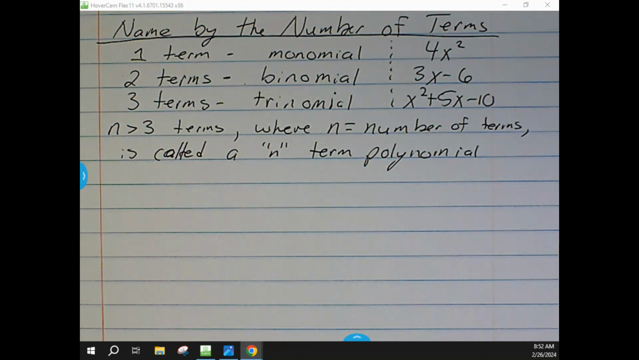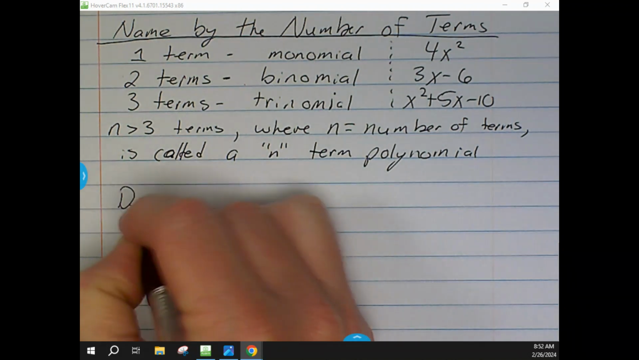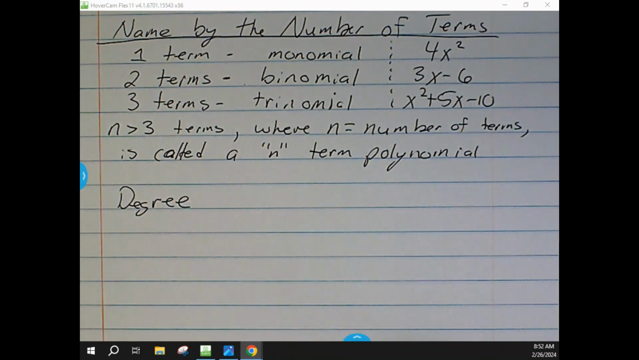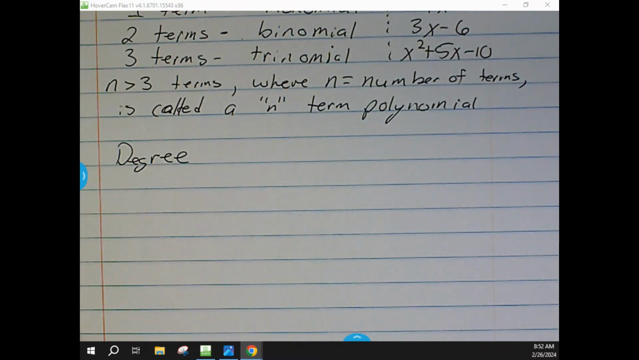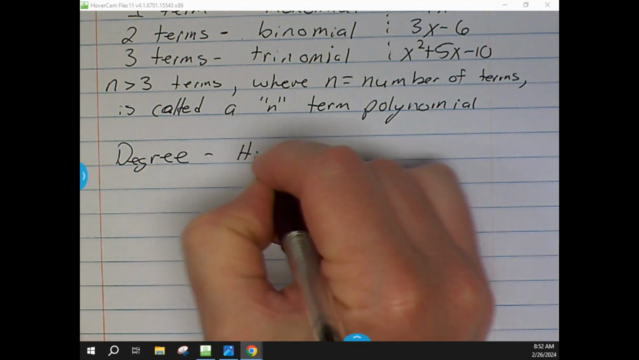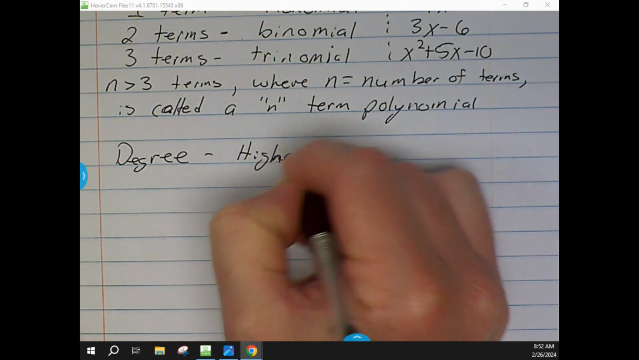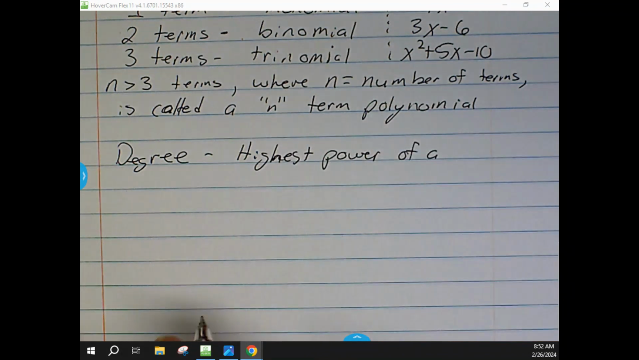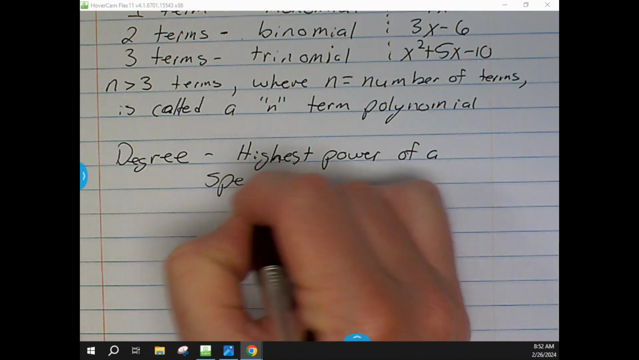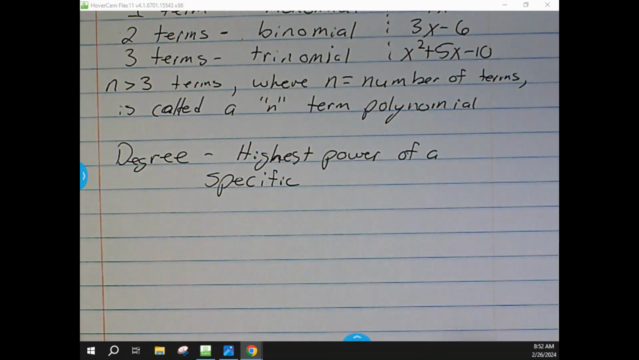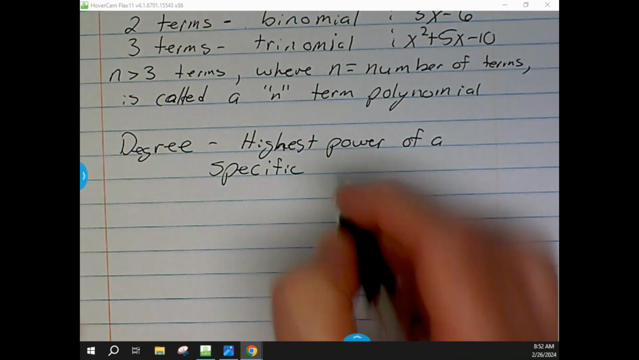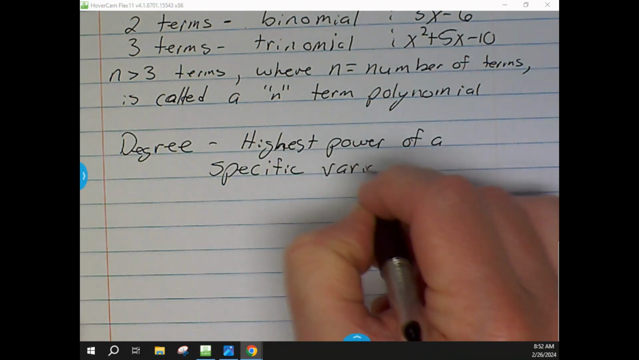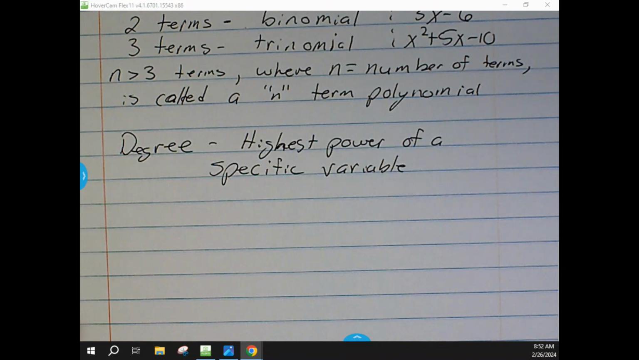Okay. Now, one other thing we talked about a little bit, and why they wait this long to talk about this, I don't know. That's why we've already talked about it a little bit before this one. But they talk about the degree. That is the highest power of a specific variable, because sometimes they may give you two or three variables. Most of the time we're talking about x. So we'll just say this is the highest power of some specified variable.